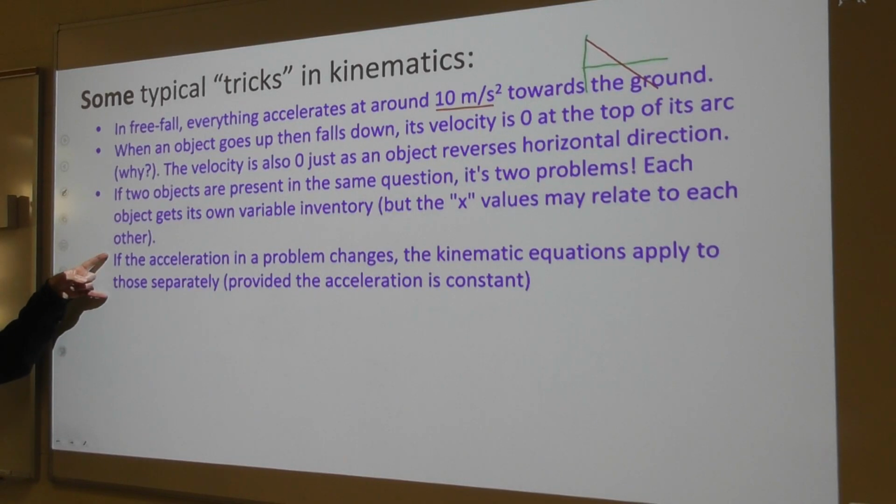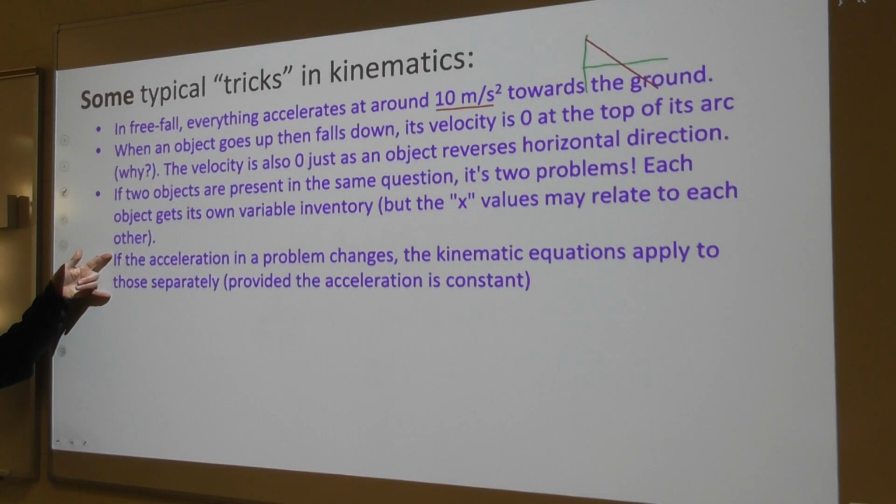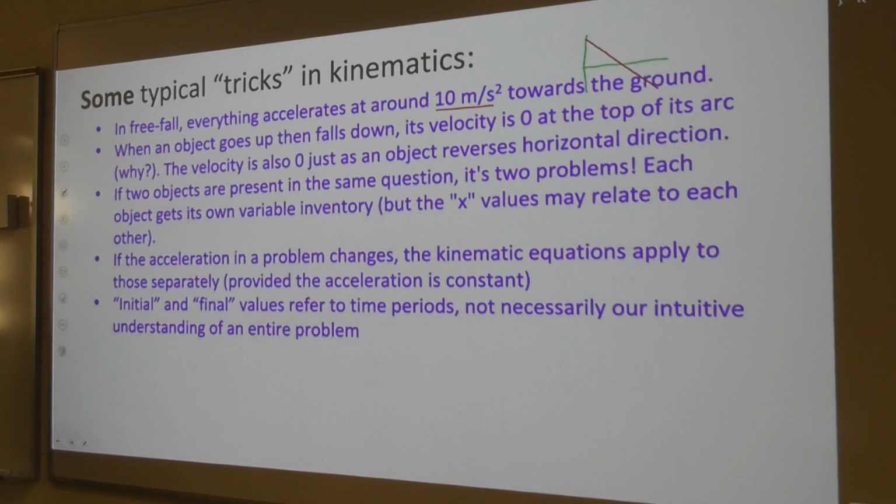This is a more general case of what I just said. When you have two objects, it is two different accelerations, which means two different problems. If we have one problem, one object, but its acceleration changes, that's two problems as well. Anytime we have different constant accelerations, we have to solve everything separately. I talked about this already.